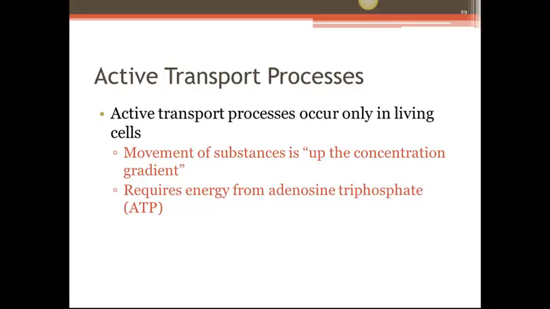Active transport processes occur only in living cells. Movement of substances is up the concentration gradient and usually requires energy from adenosine triphosphate, or ATP. ATP is a substance produced by the mitochondria using energy from nutrients. It is capable of releasing energy to do work for the cell. During active transport, ATP breaks down and releases the energy.